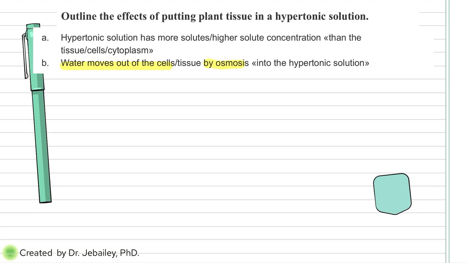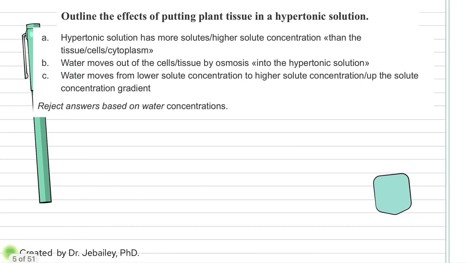Do not just say water moves out. It's good that you mention osmosis because you're getting some extra vocabulary in there. Then, since the water is moving out, what's going to happen? The cell is going to become plasmolyzed. Here, they also say water moves from a lower solute concentration to a higher concentration. That is basically what I was explaining the whole time, right?